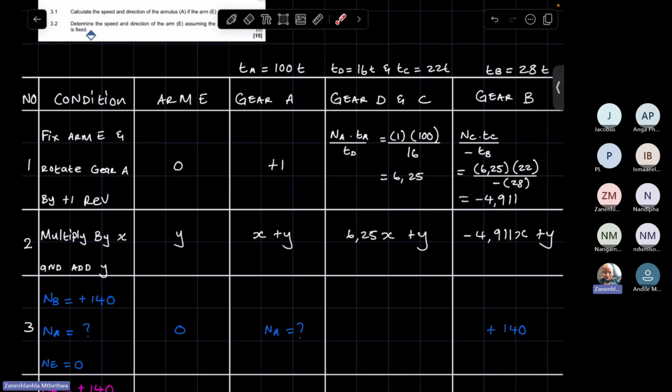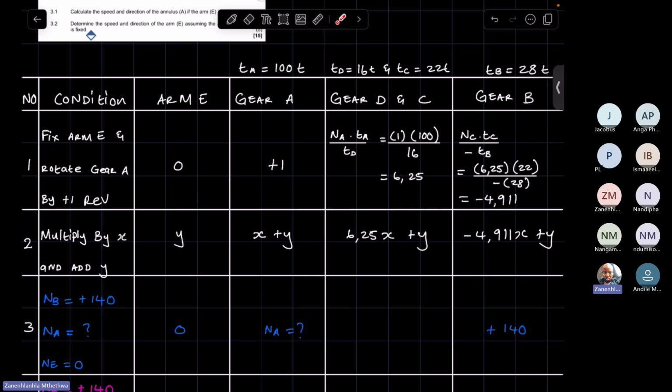So what is the rotational frequency of gears D, C, and B if the arm is fixed and the annulus has been rotated by 1 revolution clockwise? Again, in condition 1, we are trying to get the rotational frequencies of the gears if the arm is fixed and gear A, the annulus, is rotating by 1 revolution clockwise.